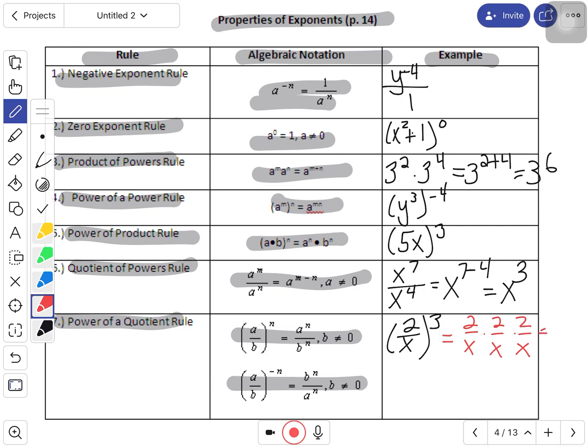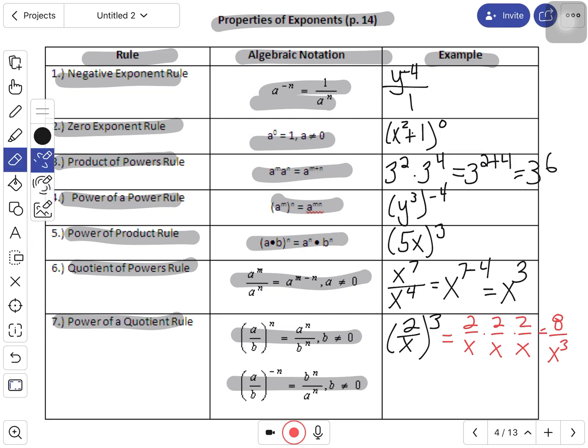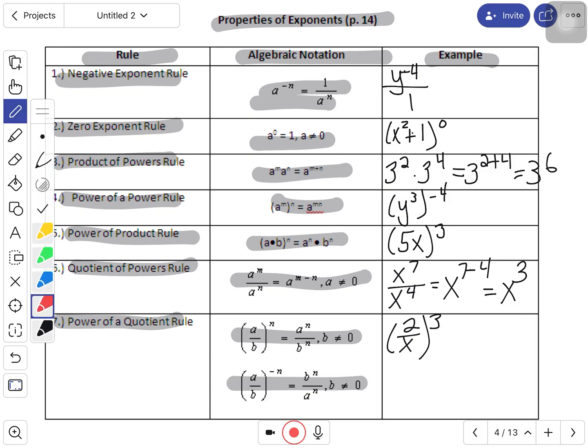And so you'd have to do straight across the top, 2 times 2 times 2, that's 8. X times x times x, that's x to the third. Well, who seriously wants to write out all those times? I mean, you could if you were in a jam, but that's why I'm teaching you these properties of exponents so that you can go live your life.